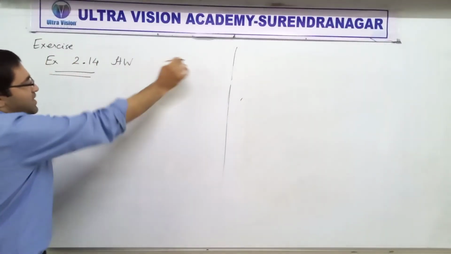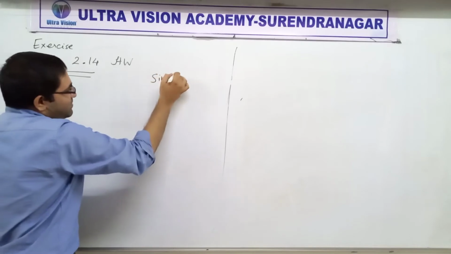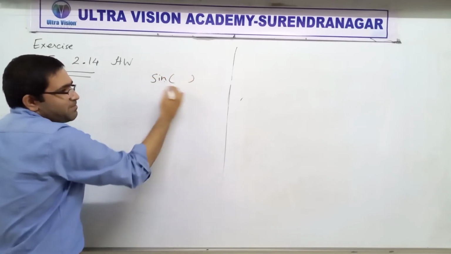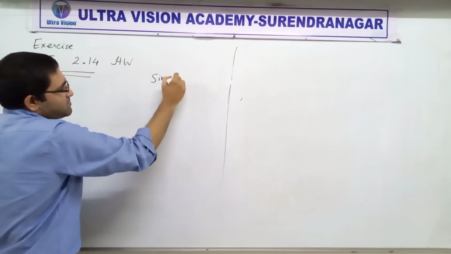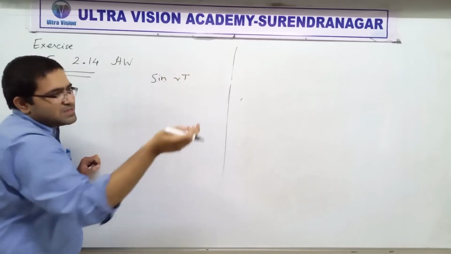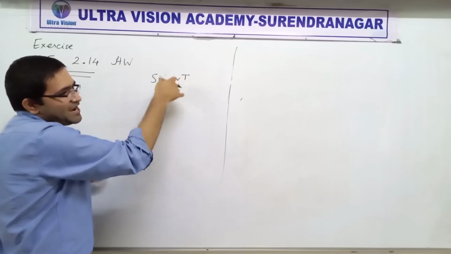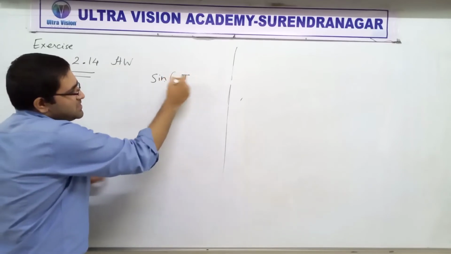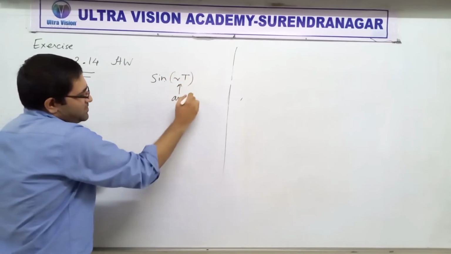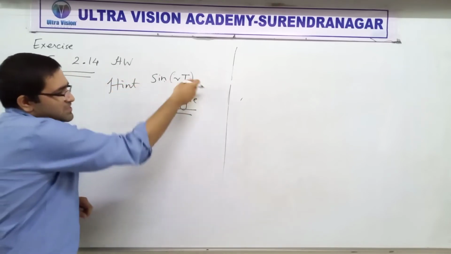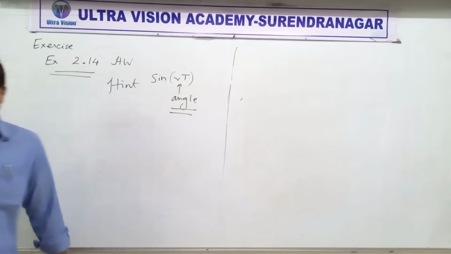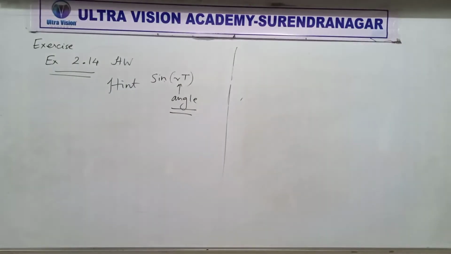Again, to make everyone recollect: whenever you see something after a sine in a bracket, for example in that question you have things like sine nu t, this is the angle. Did you understand? That's the hint for this question. Whatever you see after sine, that part is the angle. Is the hint clear to you?